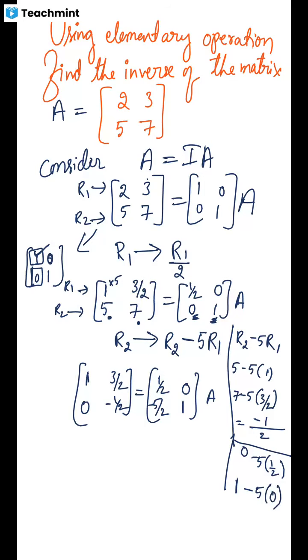1. Now what to do? Make this element 1, but instead of 1 I have minus 1 by 2. This minus 1 by 2 should become 1, that is, I need 1 in the second row. So if I multiply R2 by minus 2, R2 tends to minus 2 R2, minus 2 and minus 2 cancel and I get 1. In this place I get 1, which is what I want.